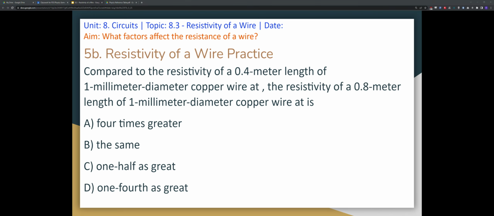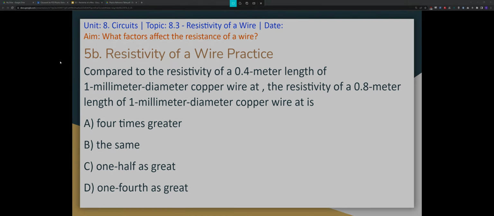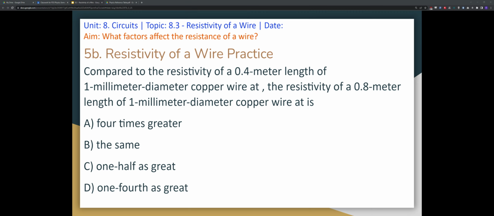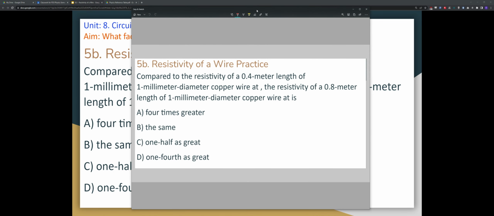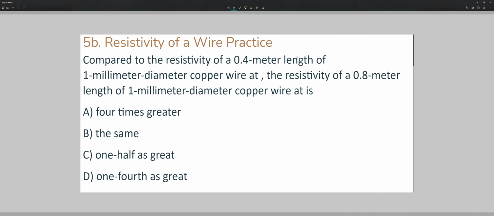This question says compare the resistivity of a 0.4 meter length of copper wire to the resistivity of a 0.8 meter length of copper wire. Now, this is a tricky question mainly because students don't really read. The question is asking you to compare resistivity, but this is the same material wire. This is the same material wire.